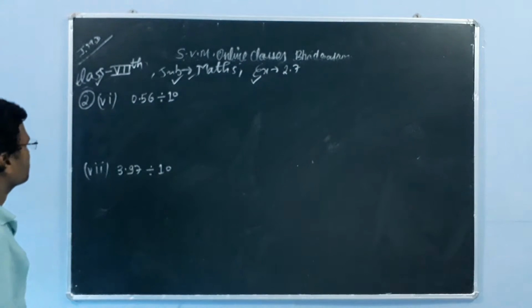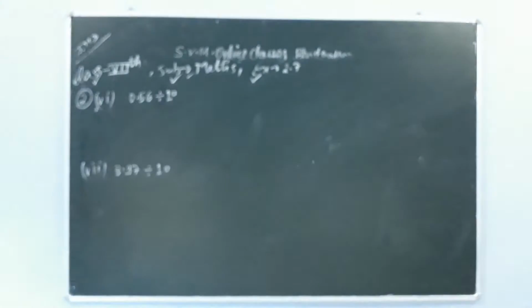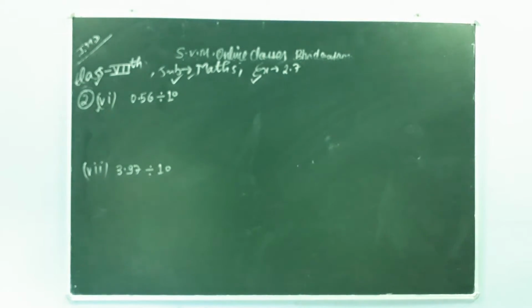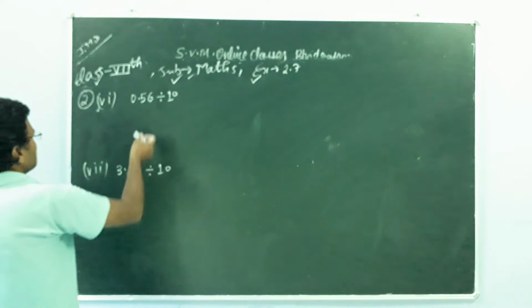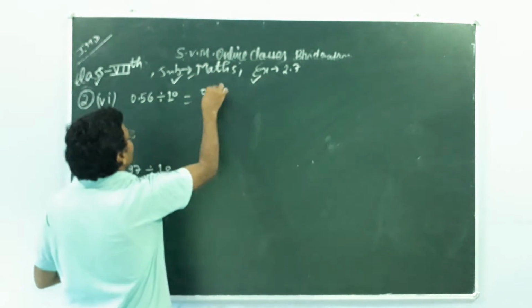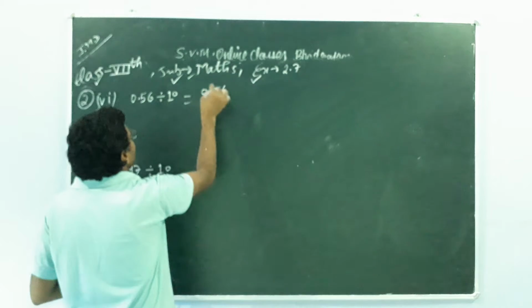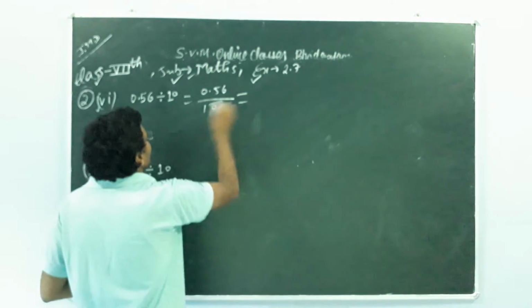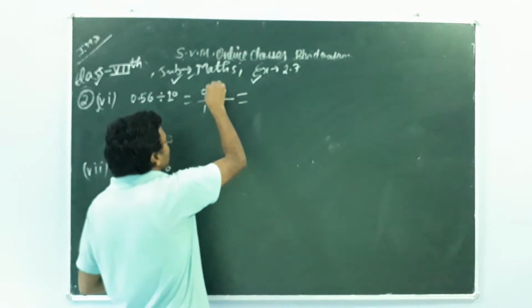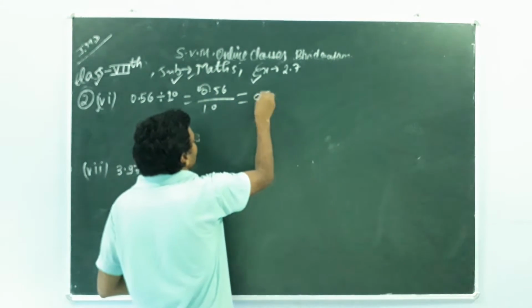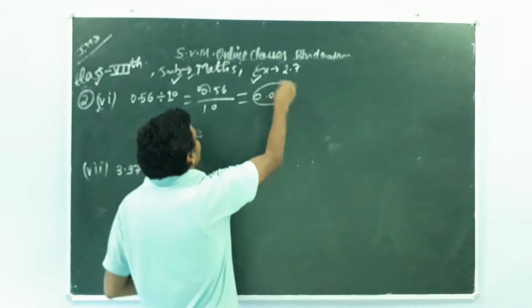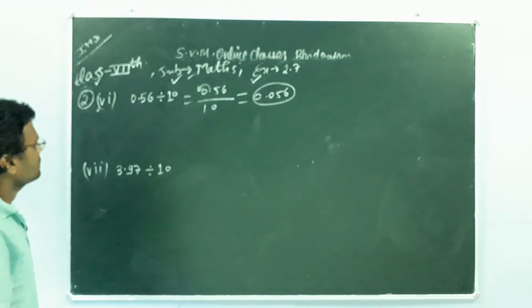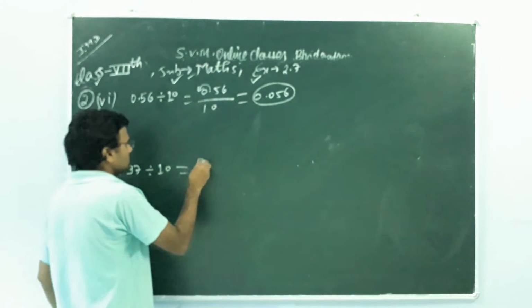In this part of the question, which is question number 2 and part 6, what we have to do is divide 0.56 by 10. So this point will move over here. Now what we will get is 0.056. 0.056 is the answer.